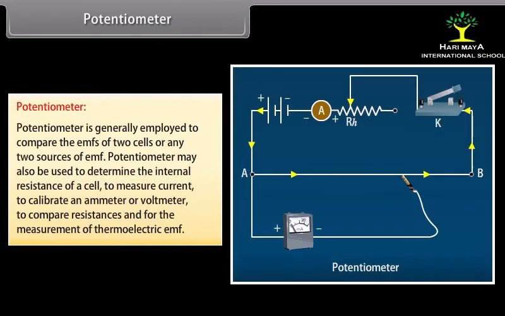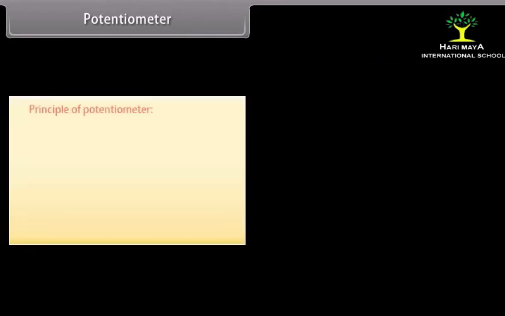Potentiometer. Potentiometer is generally employed to compare the EMFs of 2 cells or any 2 sources of EMF. Potentiometer may also be used to determine the internal resistance of a cell, to measure current, to calibrate an ammeter or voltmeter, to compare resistances and for the measurement of thermoelectric EMF.